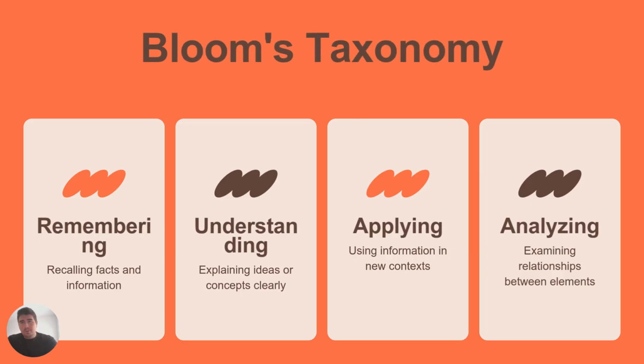Just like before, I'm going to break down Bloom's taxonomy levels with science examples. To start, remembering. This could include recalling facts, like listing the parts of a plant. Understand. This is where one could explain ideas, like describing how photosynthesis works.